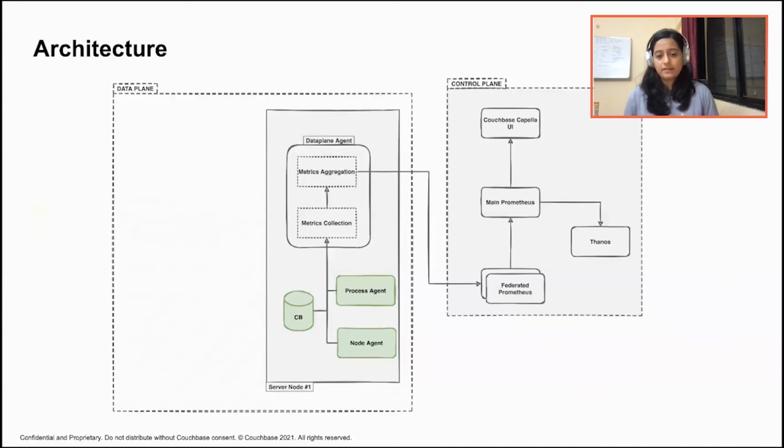These are the metric emitters, or the sources of truth. These are the main components from where we fetch the metrics.